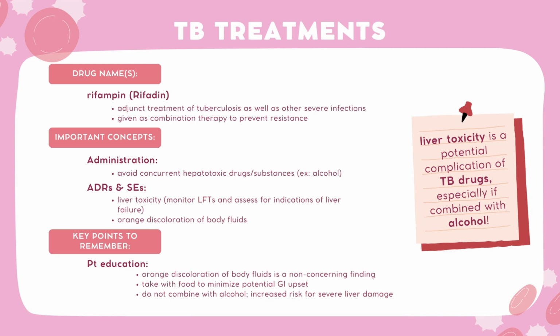Another TB drug to cover is rifampin, which is often combined with other antimycobacterials in order to treat this illness effectively and to prevent resistance. Like isoniazid, hepatic toxicity is a major concern and should be assessed for closely. Unique to this medication is its potential to cause orange discoloration to the body fluids. This is a non-concerning finding, so patient education should emphasize this. GI upset is also commonly reported. Rifampin may be taken with food to decrease the severity of these uncomfortable impacts.